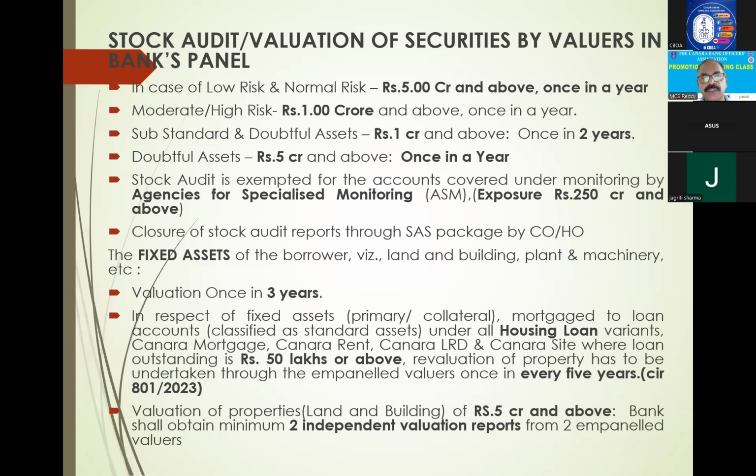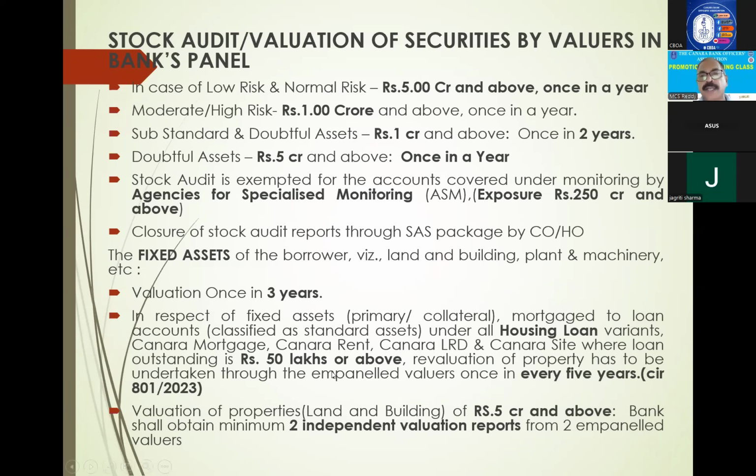Stock audits: low risk and normal risk, 5 crores and above, once in a year. Moderate and high risk, 1 crore and above, once in a year. Substandard and doubtful, 1 crore and above, once in 2 years. But doubtful assets, 5 crores and above, once in a year. So these are all the periodicity of your stock audits.